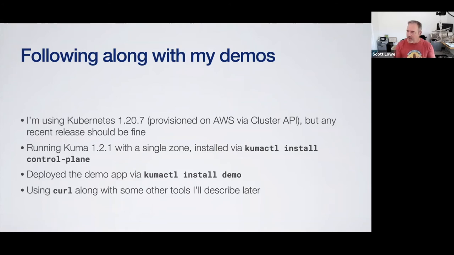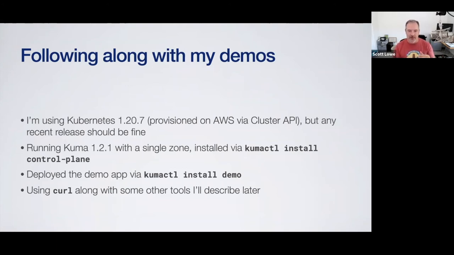So what I did is I used Kubernetes 1.20.7. I provisioned this on AWS using something called Cluster API, which is one of my favorite Kubernetes projects ever. I could talk for days about Cluster API. And on that, I'm running the open source Kuma service mesh, which I installed just using kumactl install control-plane. I then deployed a demo app, which is a real simple app that has two sections to it, right? A front end and a back end. And then I also added a third service, which I called an echo service, because I needed three services to be able to show you the different views of what's happening here.